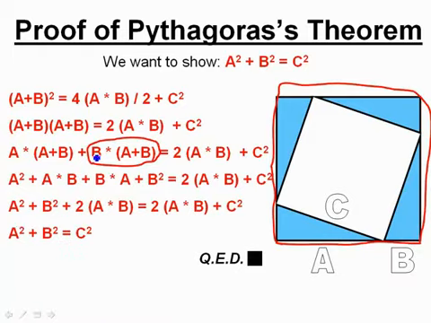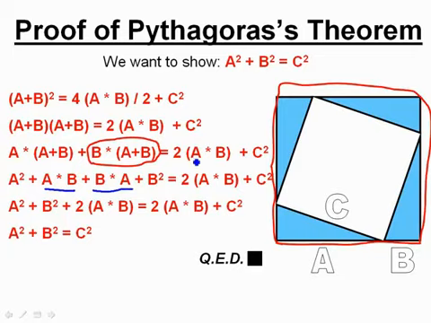Right. So distributing the B, you get B times A, and then B times B, which is B squared. And if you realize A times B is the same as B times A, so you have A squared plus B squared plus 2 times A times B, is equal to, now we work on the other side. So 4 divided by 2 is simply 2. So you have 2A times B plus C squared.